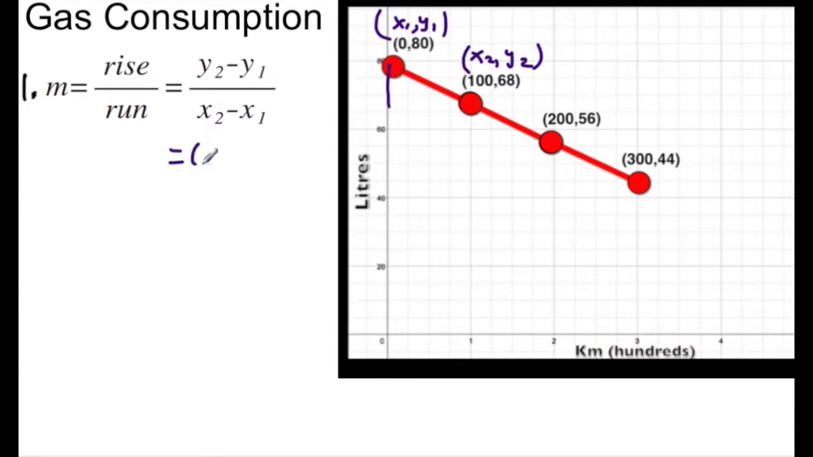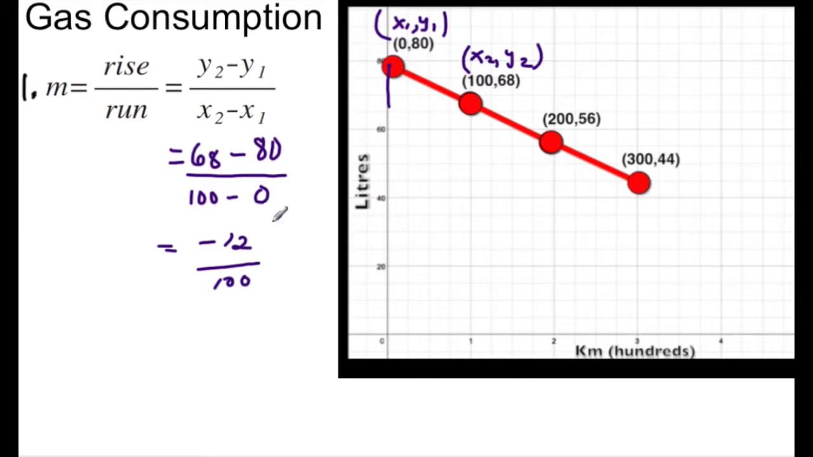So y2 is 68. Plug that in for y2 there. y1 is 80. Plug that in there. x2 is 100. And x1 is 0. So notice the rise is that difference between 68 and 80, and the run is that difference between 0 and 100. Now if I do this calculation, I've got 68 minus 80, so we're going to get negative 12. And then we have 100 minus 0, and that's just 100.